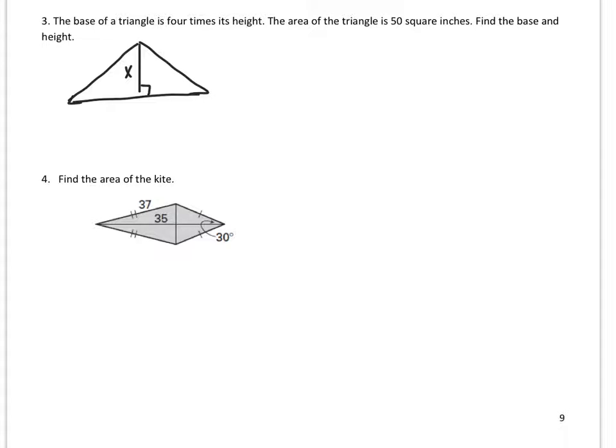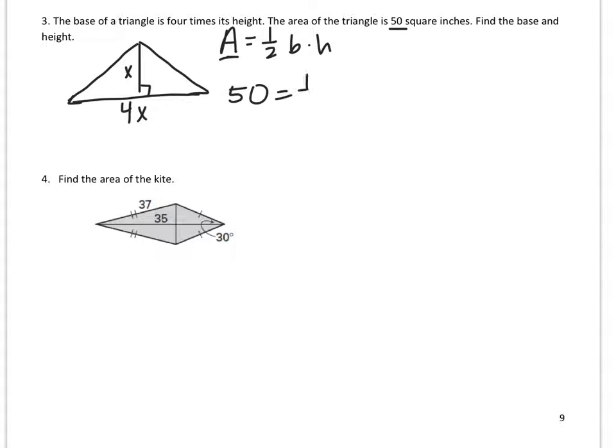The base is 4 times the height. 4 times our x. The area of the triangle is 50 square inches. Find the base and the height. So first thing we need to know is our area formula for triangles, 1/2 base times height. And then they tell us the area is 50. So I'm going to plug in 50 where the area is.